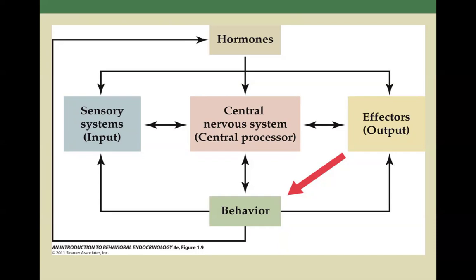Behavior can impact hormones. Hormones can impact the central nervous system, like the brain or the central processor. This can also impact sensory systems and muscles, which can all alter behavior, leading to a feedback into hormones themselves.